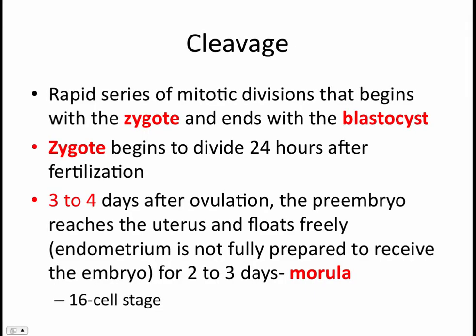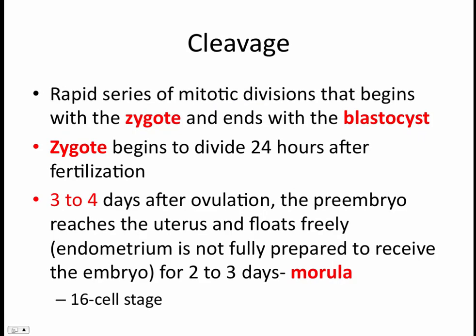We're now going to take a closer look at cleavage, being that series of mitotic divisions, beginning with that fertilized egg, the zygote, and ending with a blastocyst, which is a form that the zygote takes on as it's implanted into that uterus. 24 hours after fertilization, that zygote is going to start to divide, first in half, and then in quarters, in eighths, and then in sixteenths. The moment that it divides into 16 cells, we call it a morula.